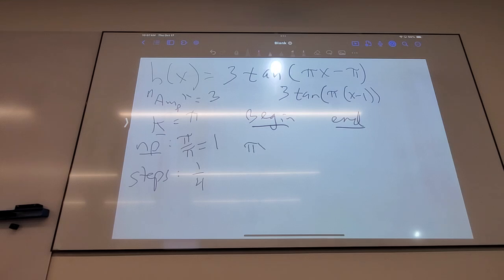So if I take what it was, what do I set it equal to? Because where does tangent start? Careful. Negative pi over 2. And then it ends where? Pi over 2. That's what the normal tangent does.